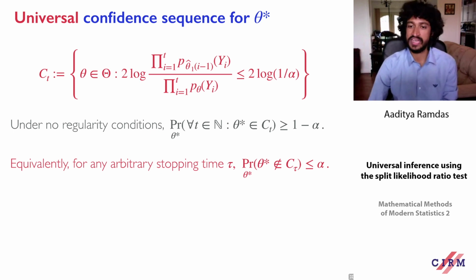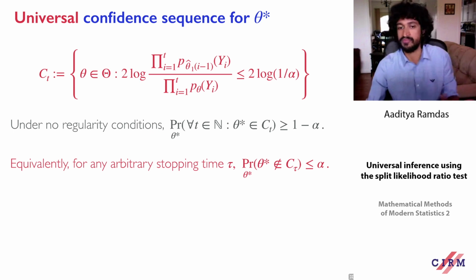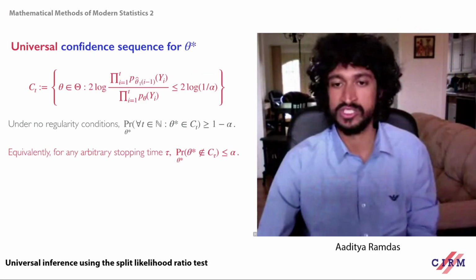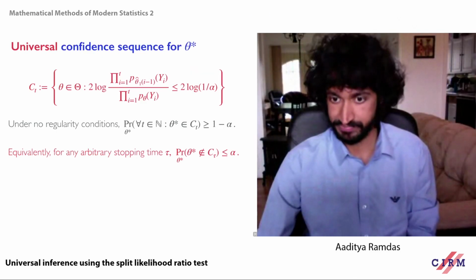An equivalent way of saying this is that for any arbitrary stopping time, which could be a data-dependent stopping time, which you don't have to specify in advance, the confidence set C_tau at that stopping time tau will contain theta star with high probability. The probability that theta star is not in C_tau is at most alpha. So you get correct, valid error control even at stopping times. And this is again without assumptions, non-asymptotic, everything.